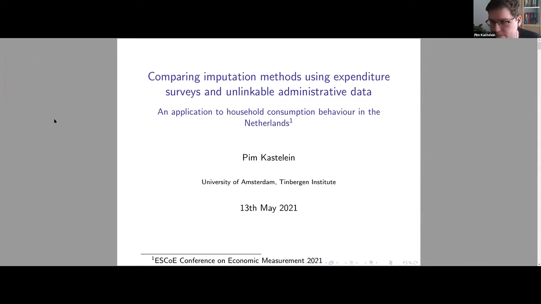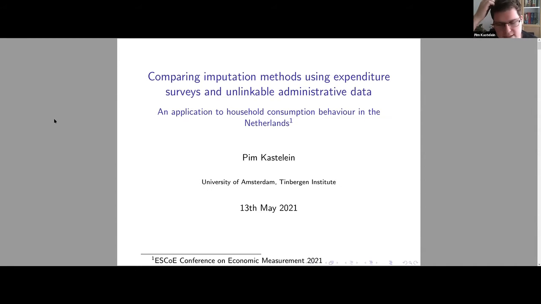There we go. So thank you once again to both Christopher for the lovely introduction and to the organization committee of this conference. Today I want to share with you some work titled Comparing Imputation Methods Using Expenditure Surveys and Unlinkable Administrative Data, with the subtitle An Application to Household Consumption Behavior in the Netherlands. So it's a little bit of a long-winded title.